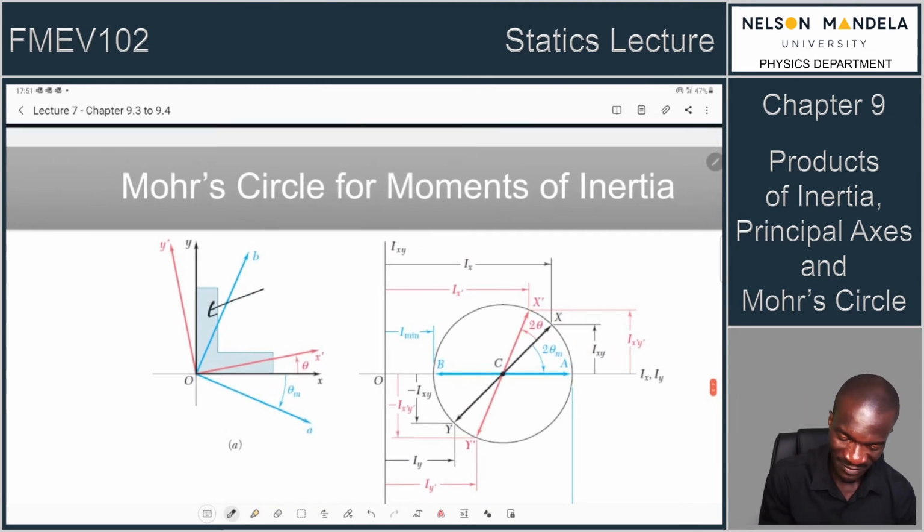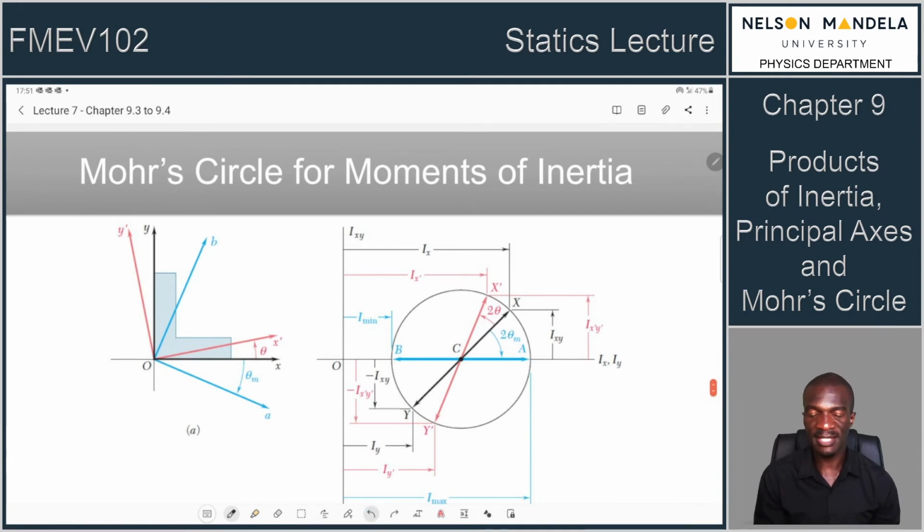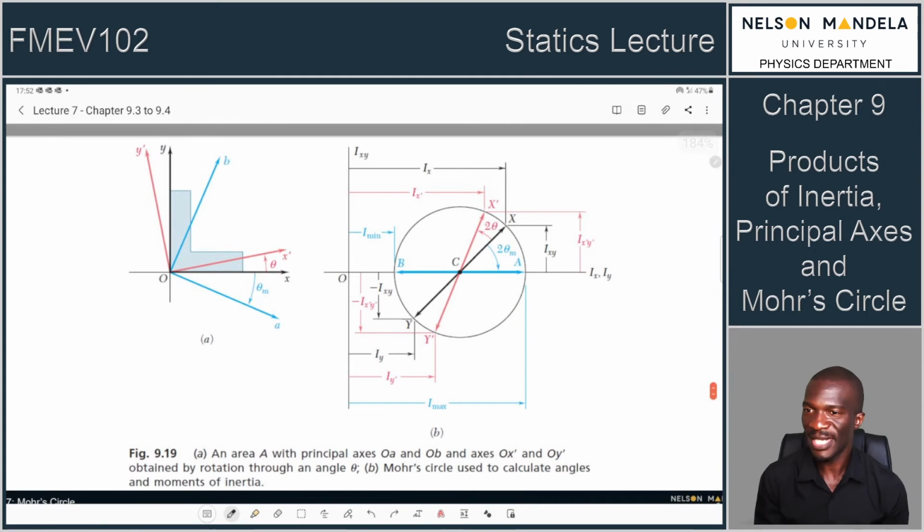You've got an area A. That is our area of concern. That area is what we're trying to figure out, and we want to calculate its moment of inertia about the x and y axes, which are in black, and we have done that so many times. We also want to find its moment of inertia at any other axes oriented at some angle theta. Then we want to find its moment of inertia at these principal axes. So in this caption, you will notice that in part A, we have an area A with principal axes OA and OB. So these are the principal axes, OA and OB, and another set of axes, OX prime and OY prime. These are obtained by rotating through some angle theta.